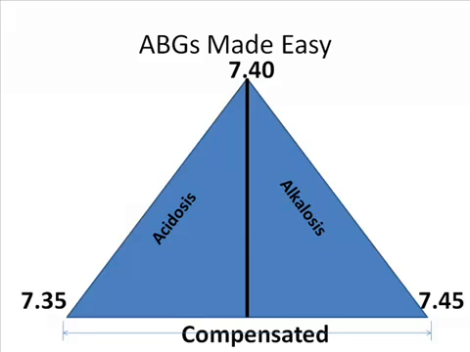We're compensated because we're not outside of the normal range yet. The normal range for pH is 7.35 to 7.45. As long as we're within that range, we are compensated. The same is true for alkalosis. If we're slightly above 7.40 but not quite past 7.45, we are compensated alkalosis. Right there, we've got our first name and our last name just by looking at the pH.